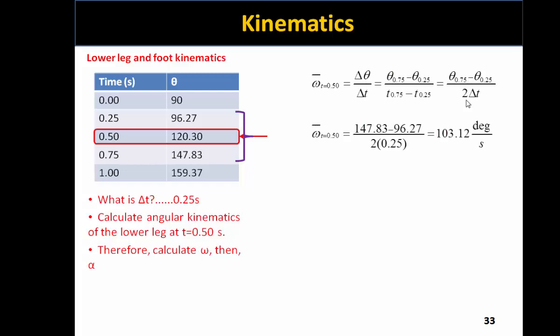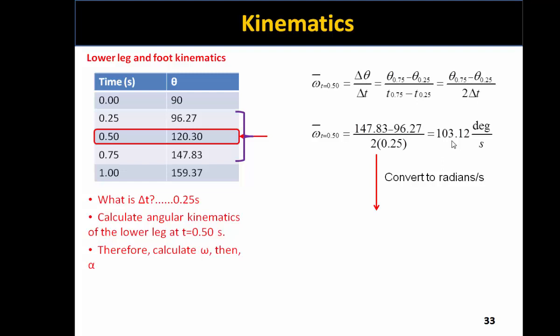When we substitute the values from the chart, we have the position at 0.75, which we just read off the chart to be 147.83 degrees. We subtract from that the position at 0.25, which is 96.27. We already know delta t is 0.25, but because we have 3 rows we're working across, and hence 2 lines in between these 3 rows, we have 2 time intervals, so it's 2 times 0.25. When we work through the calculation, we'll arrive at a value of 103.12 degrees per second. Pause the video again.